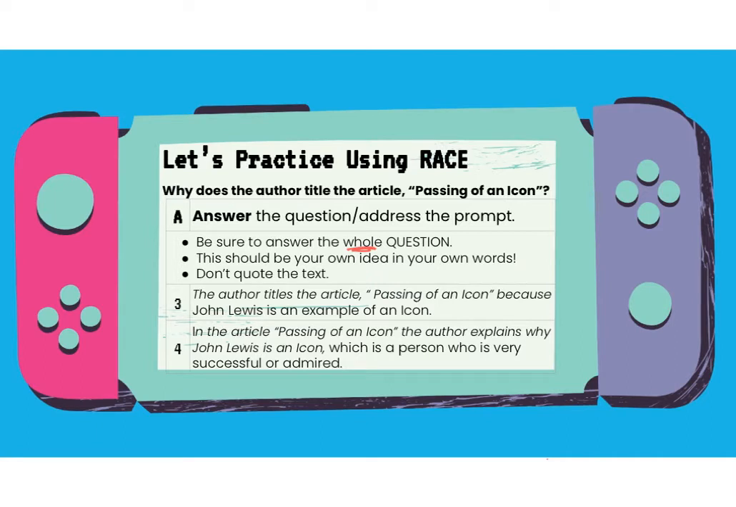So that was step 1, because, now here we go. John Lewis is an example of an icon. Okay, I did not lift that from the text. Or in the article Passing of an Icon, the author explains why John Lewis is an icon. Okay, so over here, and here we go, which is a person who is very successful or admired. Remember that definition of icon? So we are using that definition to explain icon, and that's our level 4 answer. Okay, so either one of these is okay. All right, they're good answers.